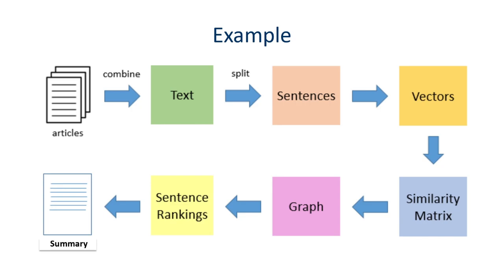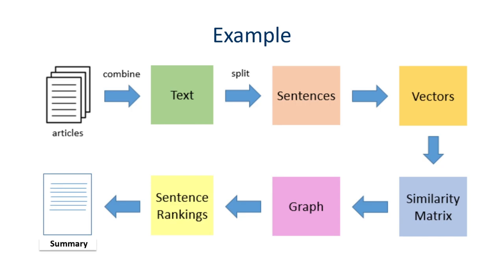Once the graph is built, the system uses algorithms like TextRank or PageRank to calculate sentence importance. This is represented in the sentence rankings block. Just like how Google's PageRank finds important web pages based on links, TextRank finds important sentences based on how well connected they are in the graph.